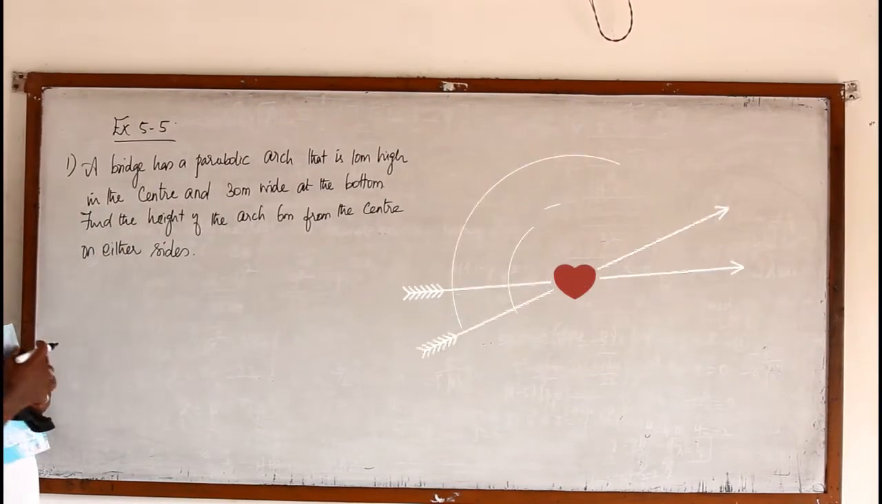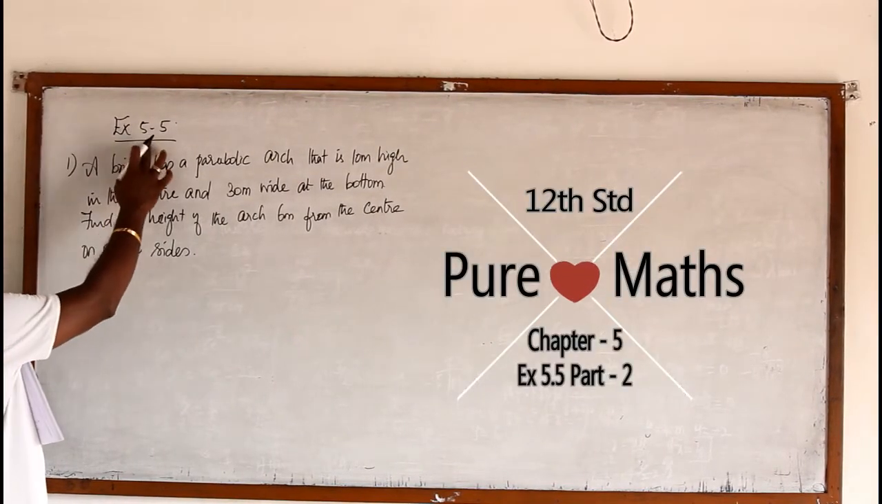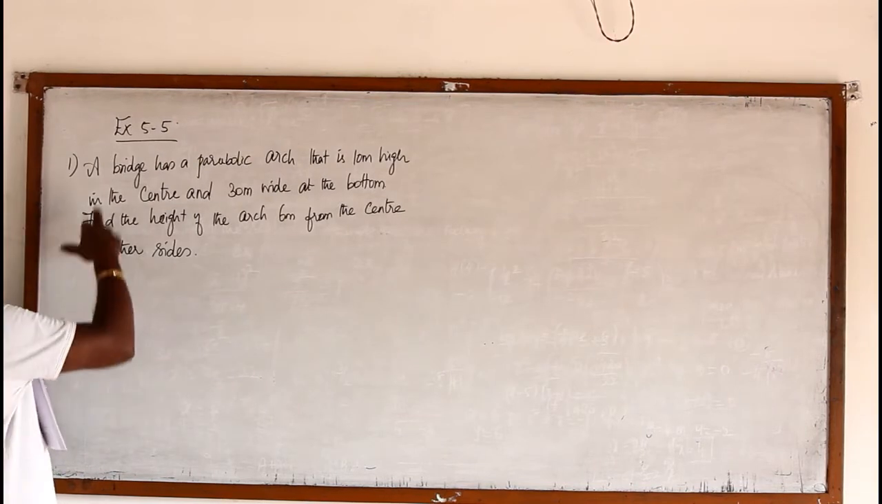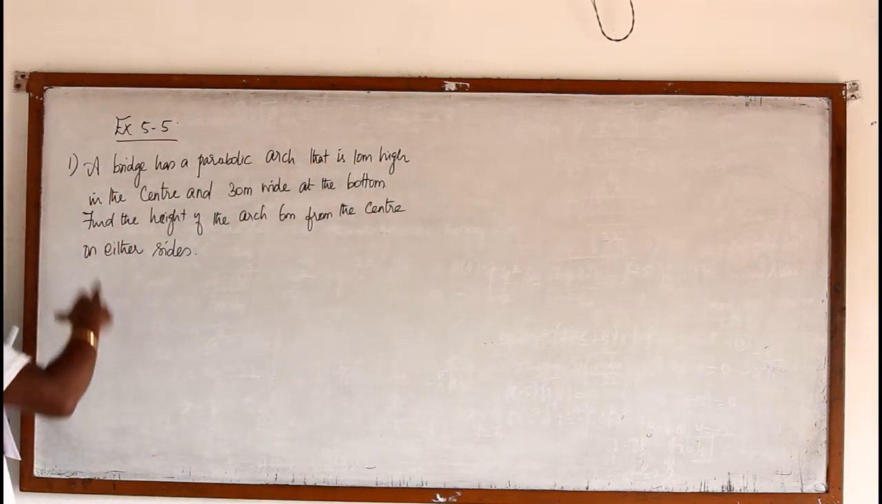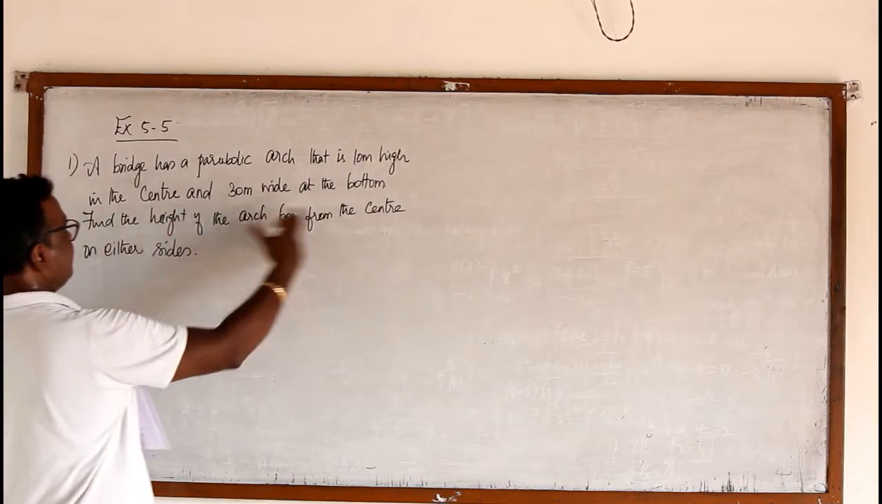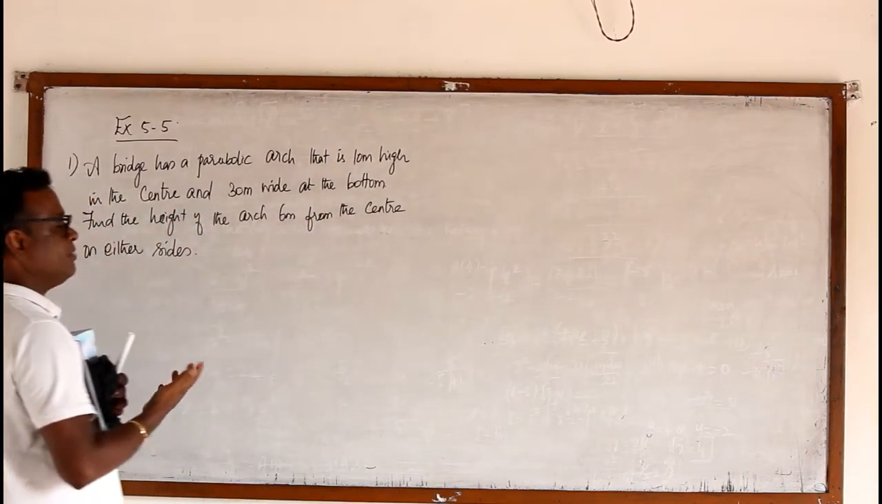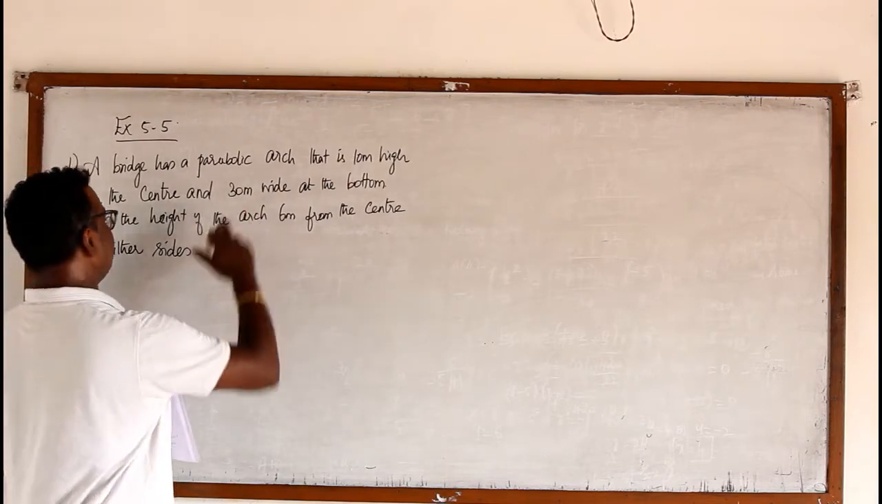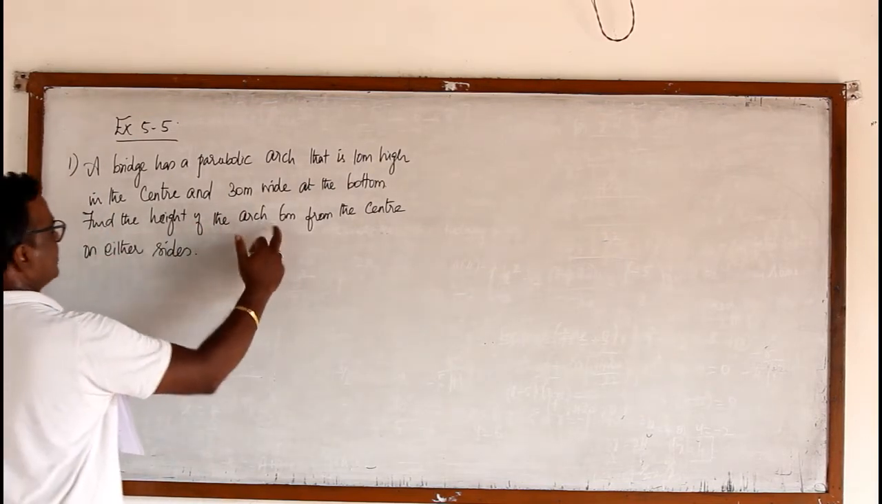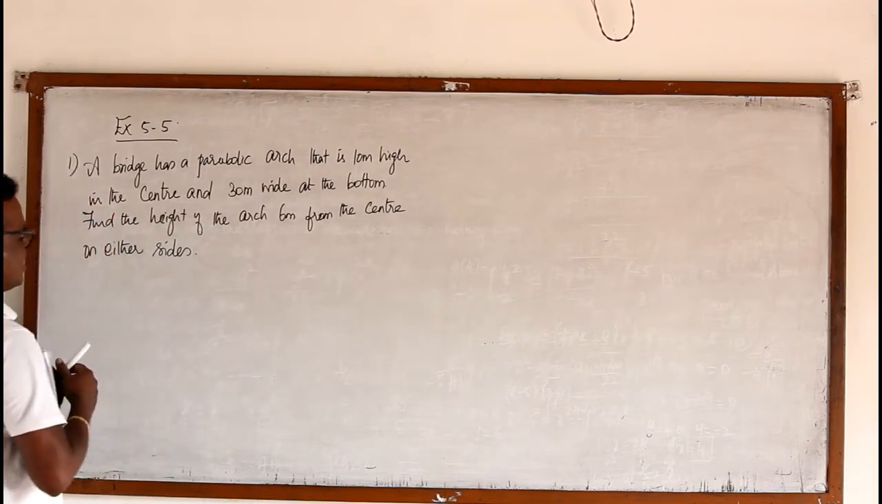So now we shall go for the exercise problems. Exercise 5.5, first problem. A bridge has a parabolic arch that is 10 meter high in the center and 30 meter wide at the bottom. So the bridge is having 10 meter height at the center and the total width is 30 meter. Find the height of the arch 6 meter from the center on either side.